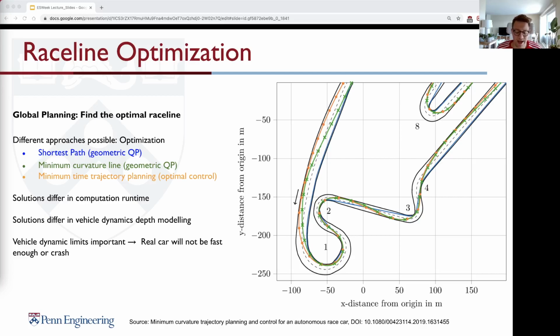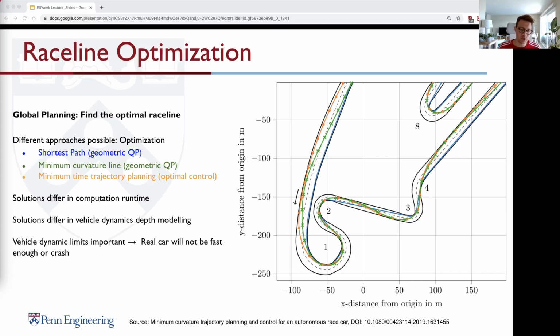I have the paper here displayed, the source, the so-called minimum curvature trajectory planning and control for autonomous race cars, that is using this geometric representation of the racetrack, the inner bounds, the outer bounds, the center line information, and is creating an optimization problem. In this algorithm, you can choose from different options.